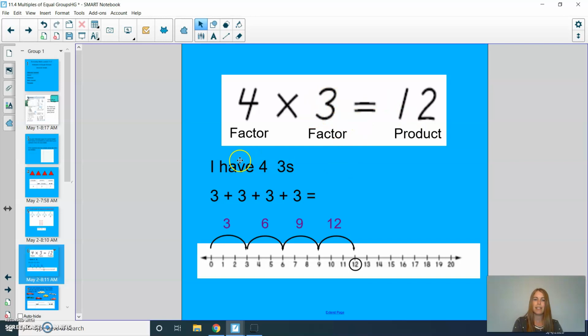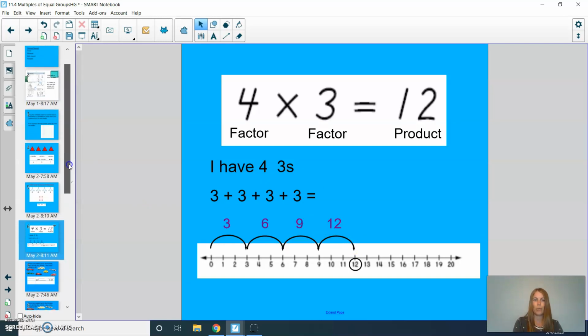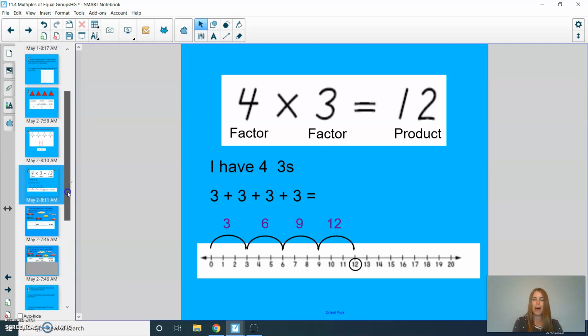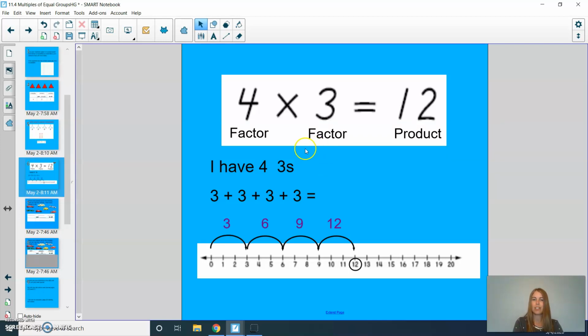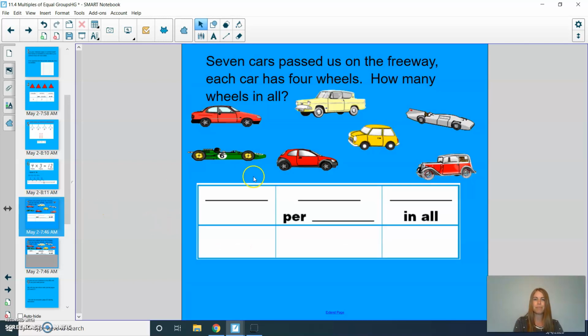Another way of saying this is saying like I have 4 3s, or 3 plus 3 plus 3 plus 3. We can also skip count. So starting at 0 and counting 3, 6, 9, 12. So those are a few different ways for solving when we're working with multiplication problems. I want you to pick the strategy that's going to make the most sense to you. Let's try another one.